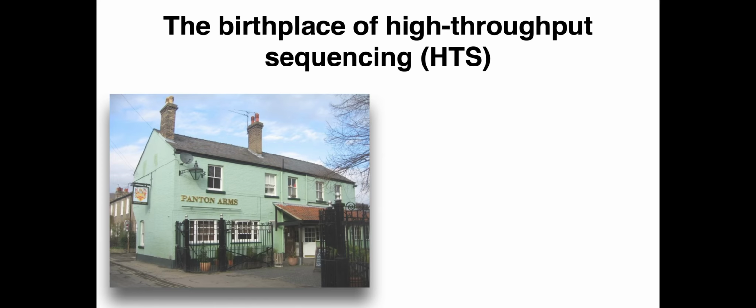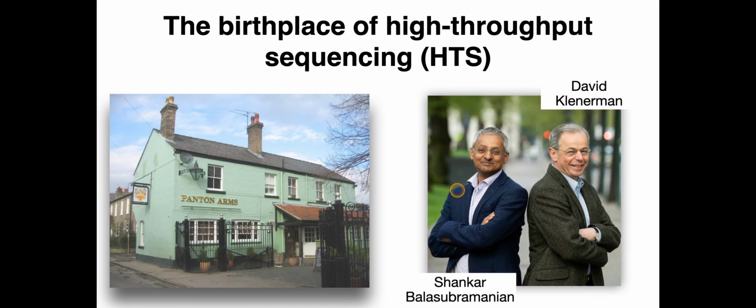All right, so we're going to take a step back in time and go back to the birthplace of high-throughput sequencing. And like many great ideas and exciting developments in life and in science, the development of high throughput sequencing really had its start at a bar over beers. And in this case, it was the Panton Arms in Cambridge. And the folks having those beers and having those conversations were David Klenerman and Shankar Balasubramanian.